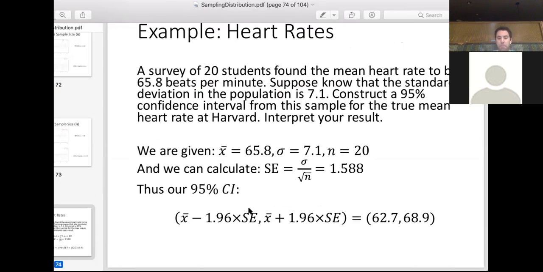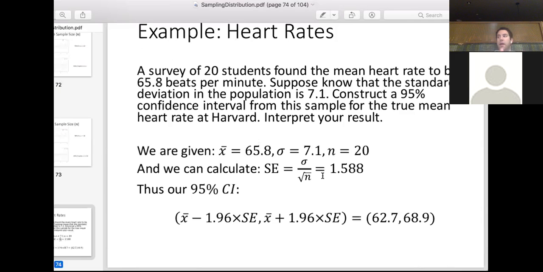So we're just simply plugging those numbers into our formula. And we know our formula is the point estimate plus minus 1.96 times the standard error. So remember we said that for a 95% interval, we're going to be using the Z-star statistic of 1.96. And we're going to multiply by our standard error, which we can calculate as the standard deviation 7.1 divided by the square root of n with n equal to 20. So we find that the standard error of the mean is equal to 1.58.